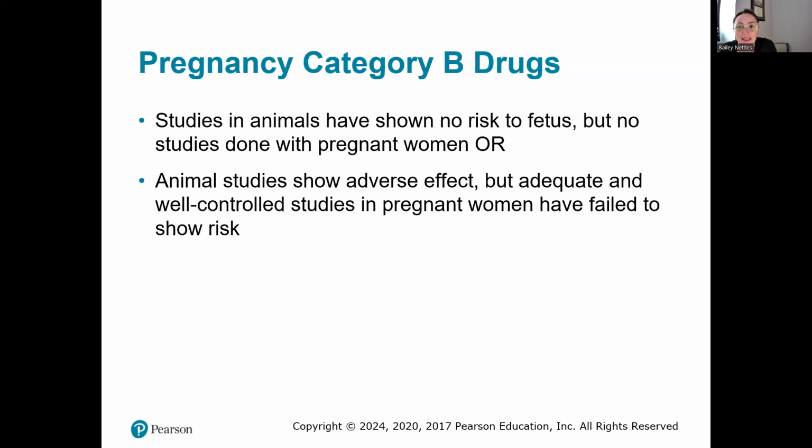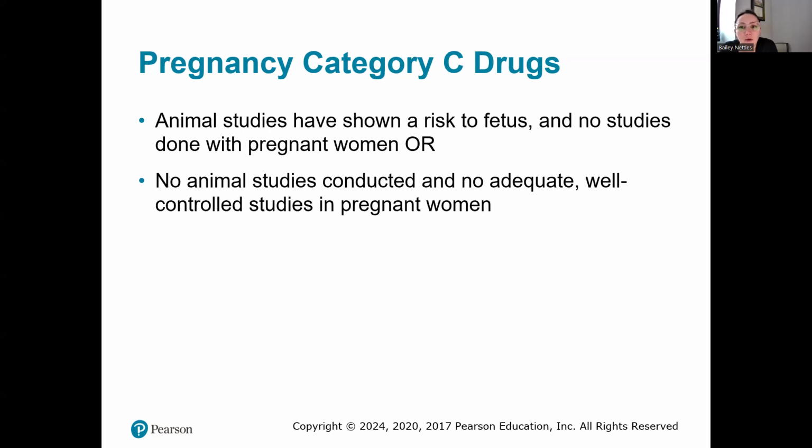Category B is still acceptable, but the studies have either been done on animals and shown no risks, or they've been done on humans and shown no risks. That's basically what it is. So either the animals show no risks and there are no studies done on humans, or it was a risk to the animals, but it wasn't a risk to the humans, so that's still okay to take. Okay. So B is good, but not the best.